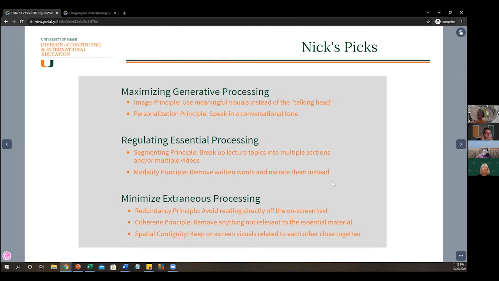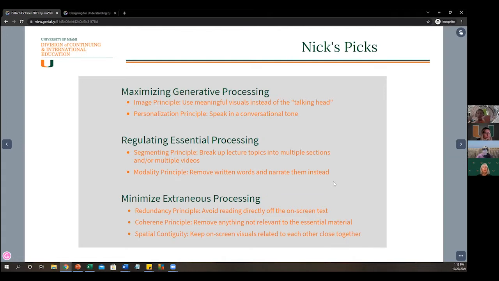And then, of course, we have minimizing extraneous processing. And the one that I like to start off with is the redundancy principle. And this one basically relates to the modality principle, which is attempt to avoid reading directly off your on-screen text as a narrated lecture. So what happens there is, as I was mentioning, the eyes and the ears are both processing information. When you're redundant, what tends to happen is that the eyes are seeing it, the ears are hearing it, and you'd think, well, it's double.